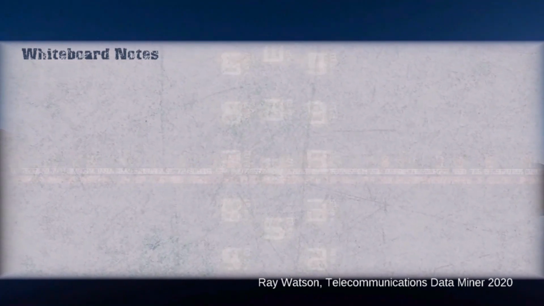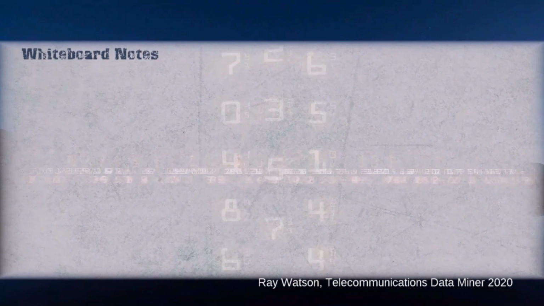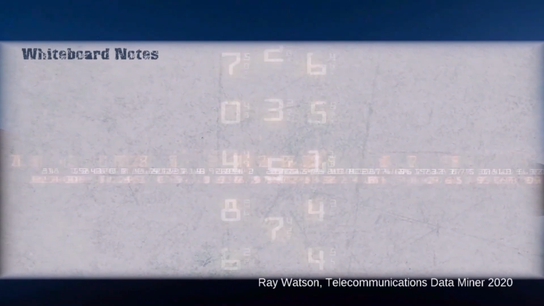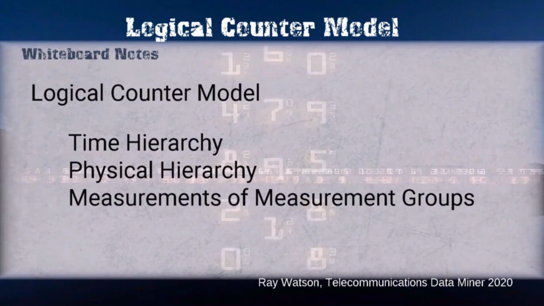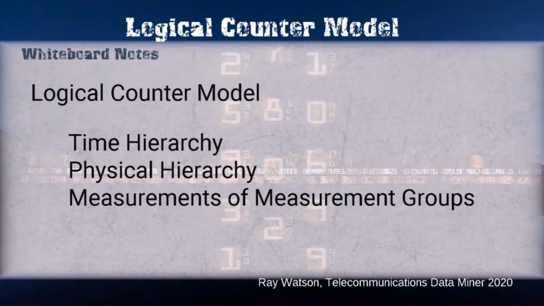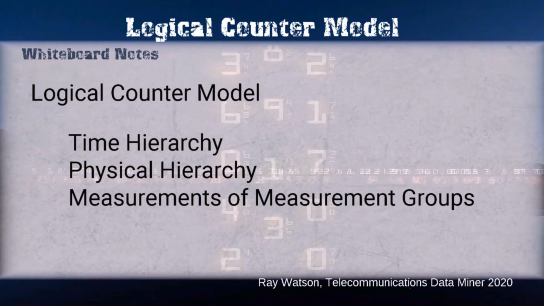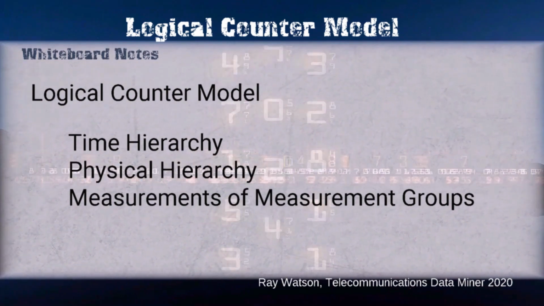Network machine counters announce values and are organized into a logical counter model. The logical counter model consists of dimensions of time and physical hierarchy associated to measurements of the various measurement groups announced by counters.